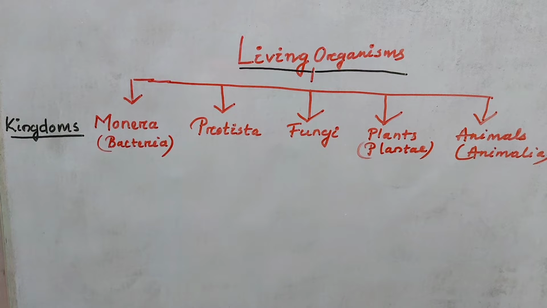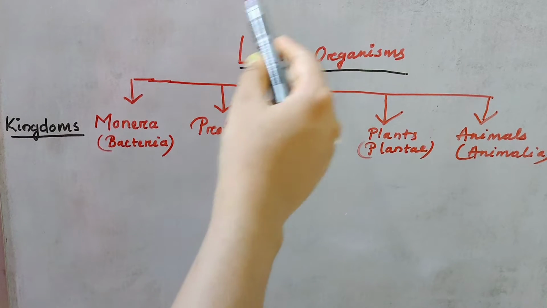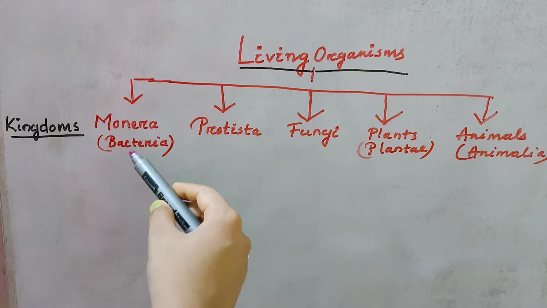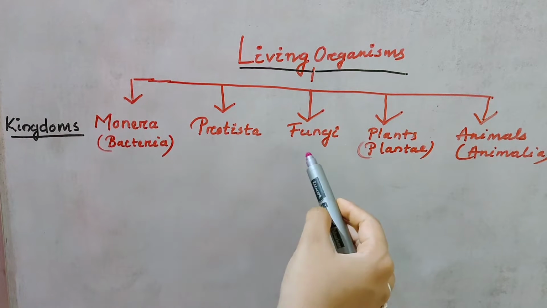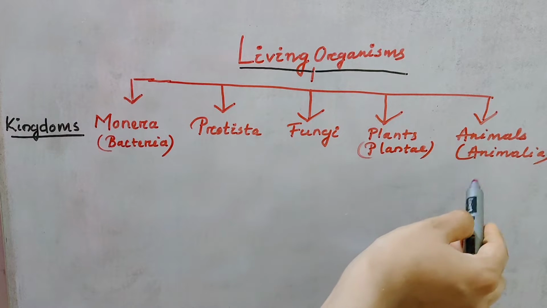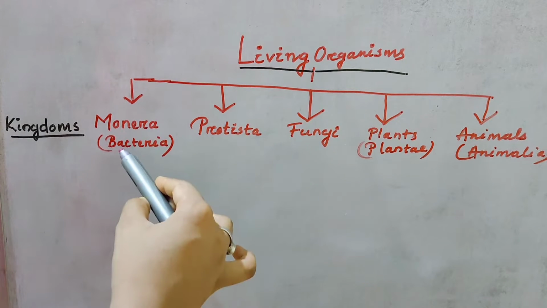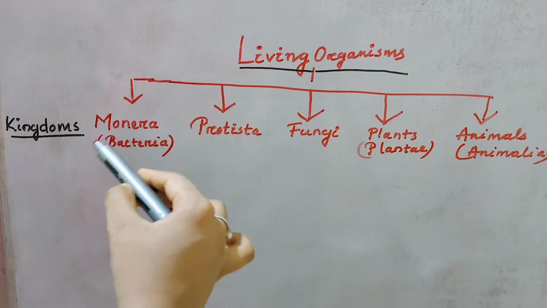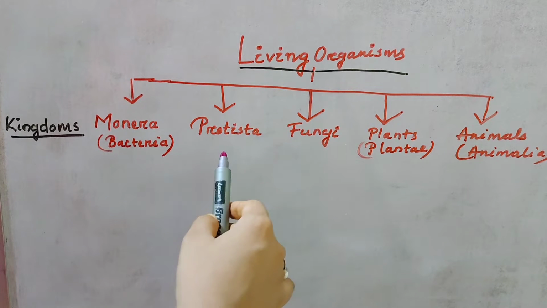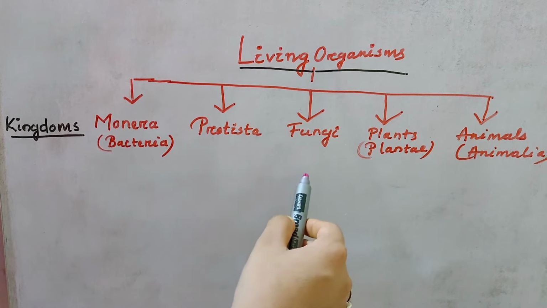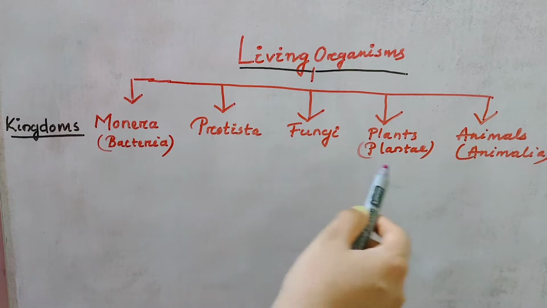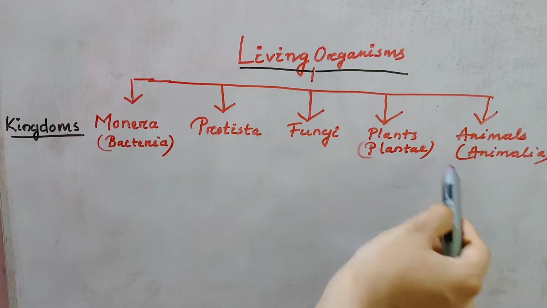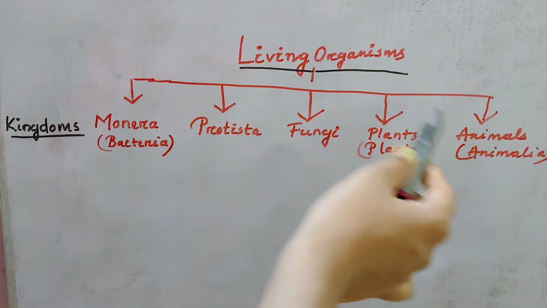Before that, we will know that all living organisms are classified into 5 kingdoms. These are Monera, Protista, Fungi, Plantae and Animalia. What are the monerans? Mostly the bacteria belong to this kingdom. Protozoans belong to the Protista kingdom, and the fungus belongs to Fungi. All the plants belong to the kingdom Plantae, and all the animals belong to the kingdom Animalia.